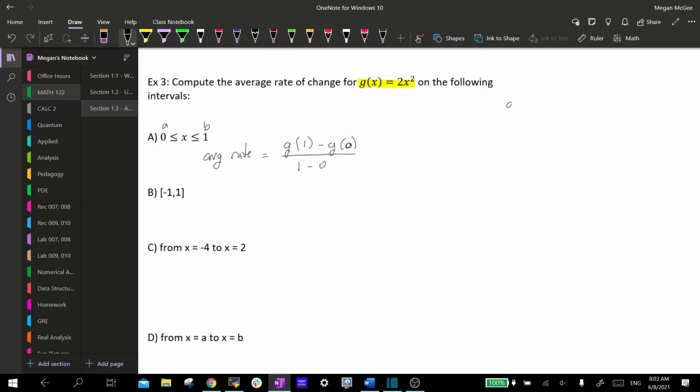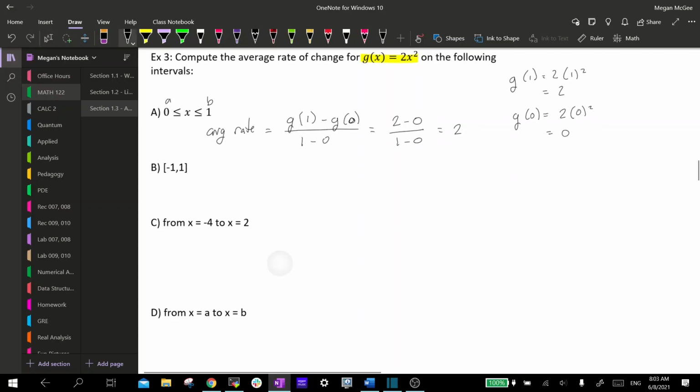All right, so g of 1, well, that's 2 times 1 squared. 1 to the power of anything is just 1. So we have 2 times 1, which is 2. And g of 0, well, that's 2 times 0 squared, and that's just 0. So up here we'll get 2 minus 0 over 1 minus 0. So we get 2 over 1, which is just 2.